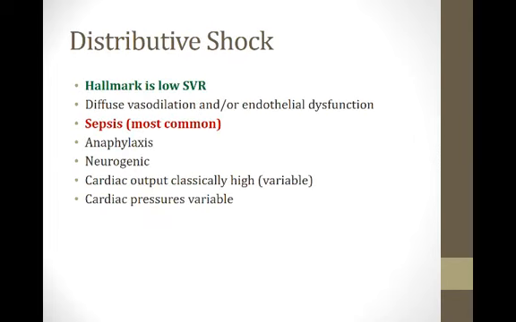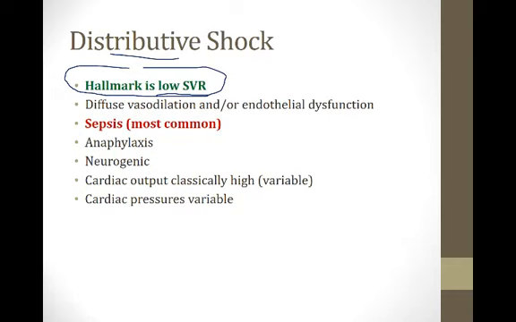Distributive shock gets its name because of an abnormal distribution of blood volume. So there's a normal amount of blood volume in the body, but it's distributed to the tissues and it's not held inside the blood vessels. The hallmark of distributive shock is low SVR. This is the only type of shock that has low SVR. If you read a board question and it describes low systemic vascular resistance and they ask you the type of shock, they're always talking about distributive shock.